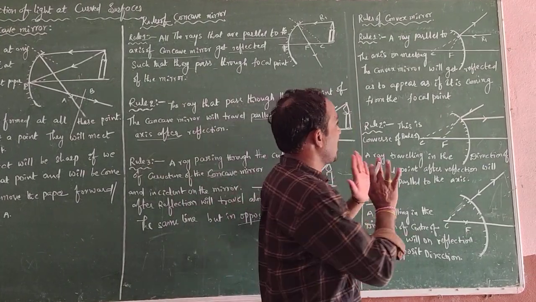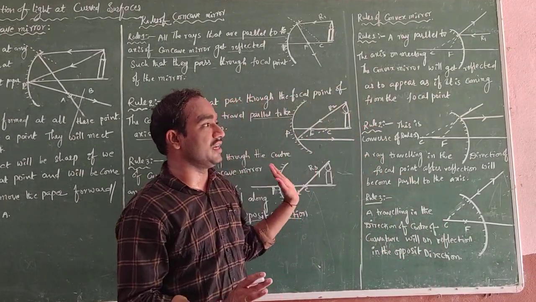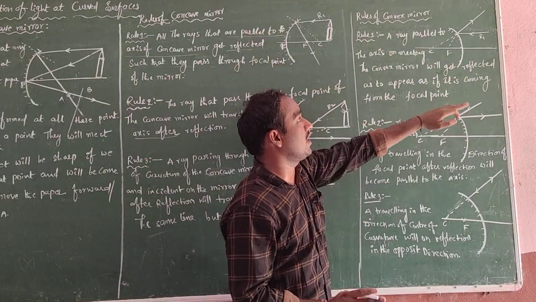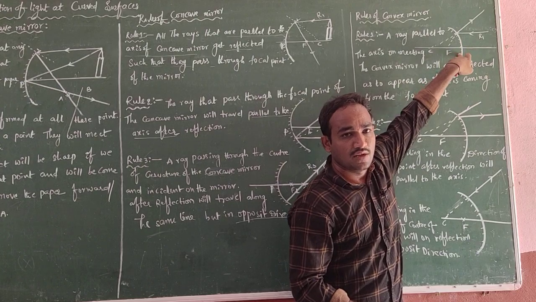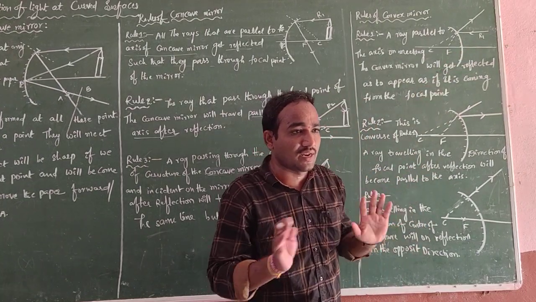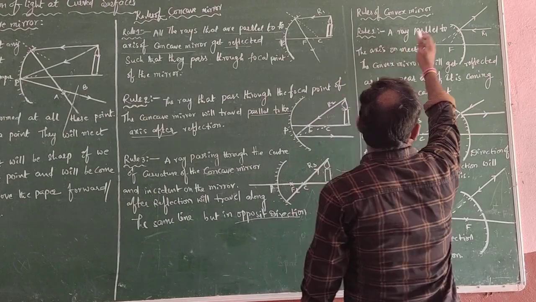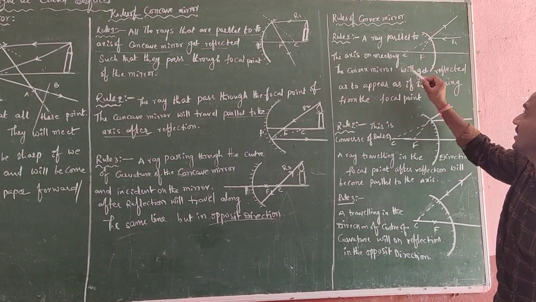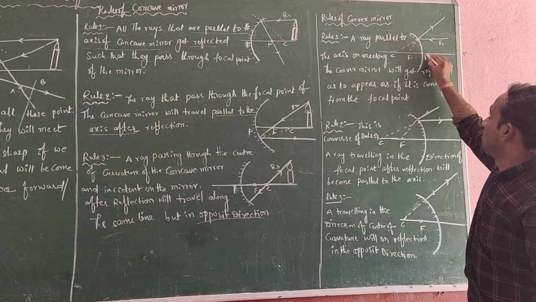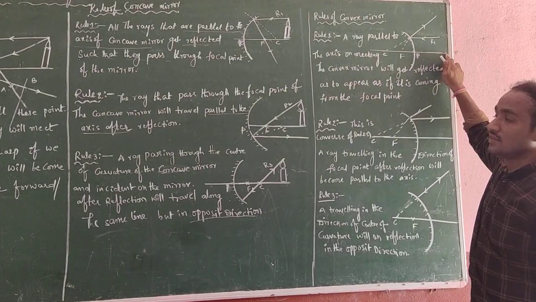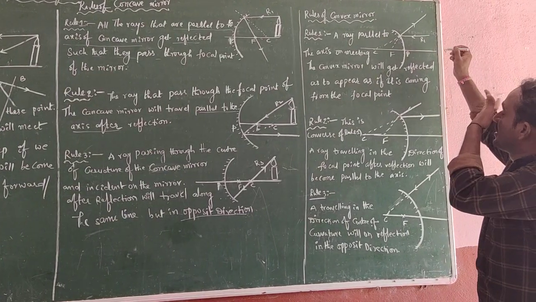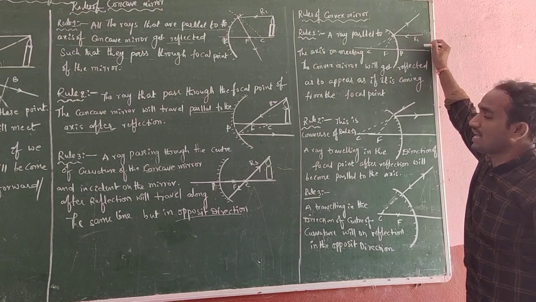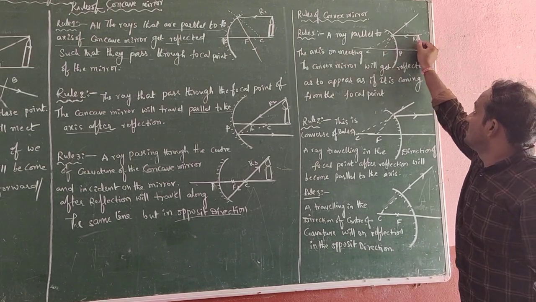See here, same concept. What is the difference here and here? In a concave mirror we identify it as outside of the line, but in a convex mirror, inside of the line. Convex mirror, we identify it as inside of the line. We know the midpoint, pole and principal axis. Here we are taking one ray, the source of the ray. The object is here. The ray is the incident ray.